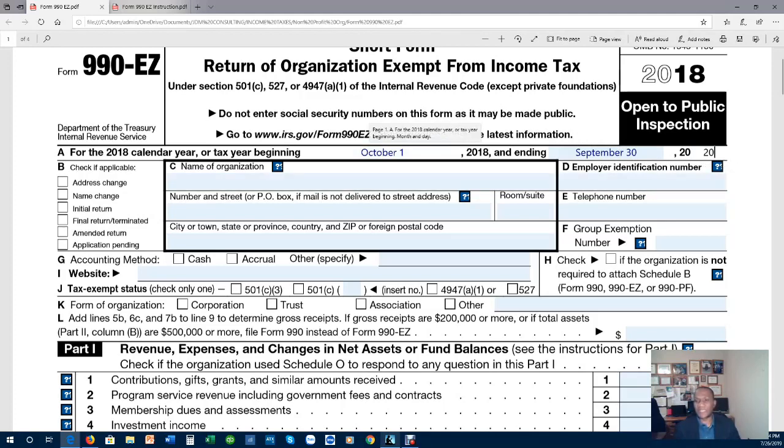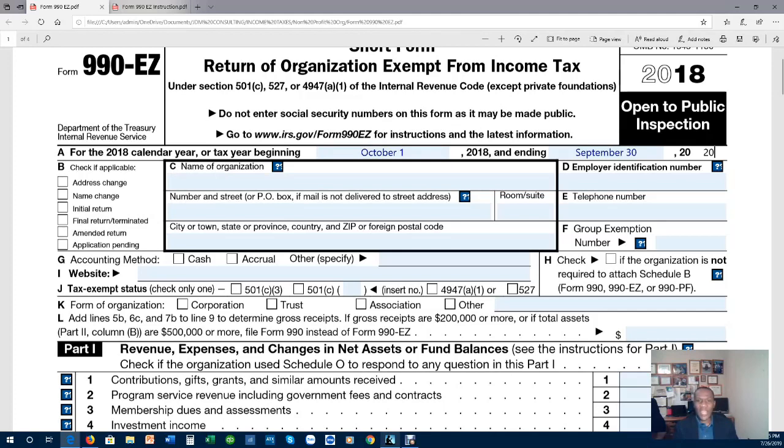Fiscal year means that your tax year ends other than December 31, anytime during the year, and it starts other than January 1st and ends anytime during the following year. Okay, and that's section A.